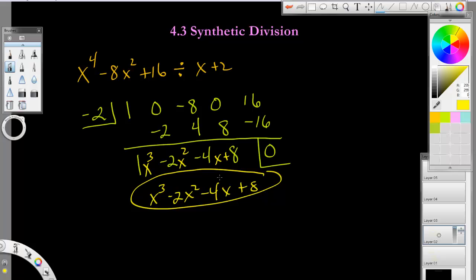All right. That is synthetic division right there. I think after you do a few, it's pretty darn simple. But good luck with that. See ya.